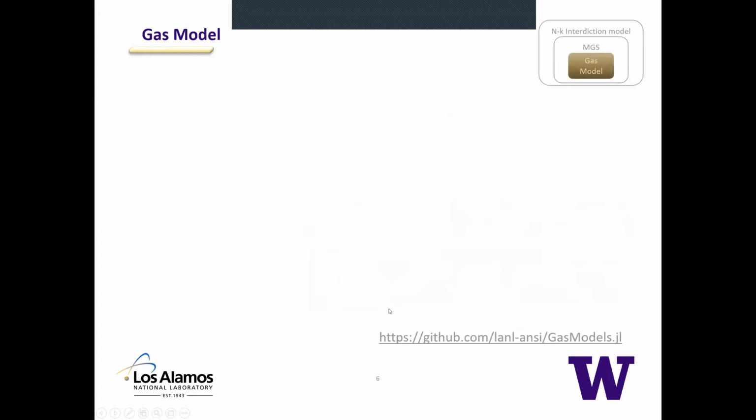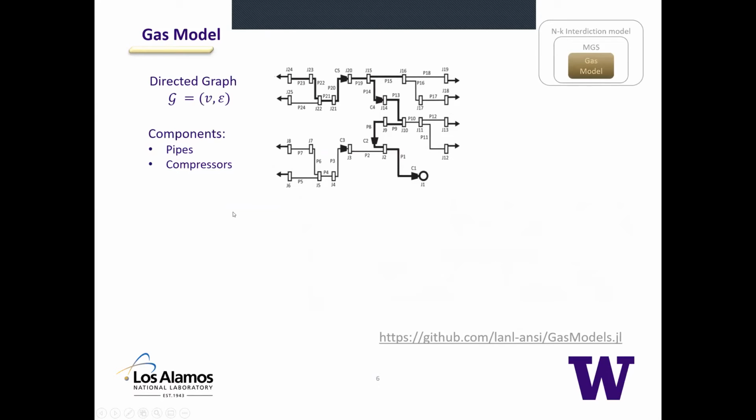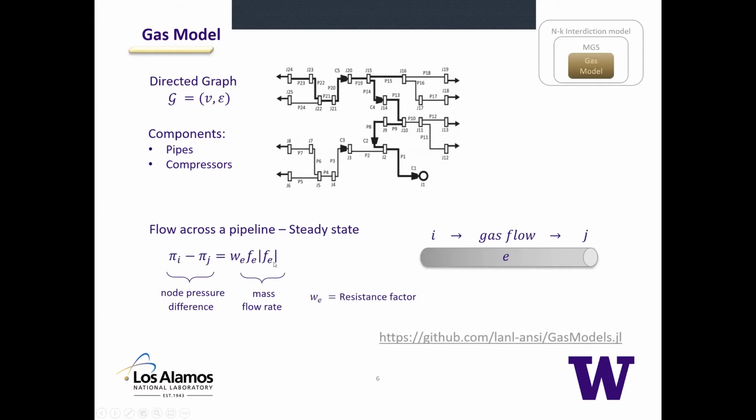And so I'll briefly go into our gas modeling. As mentioned before, it's a directed graph with vertices and edges, and the components modeled in this particular study were pipes and compressors. You can find these gas models within the Los Alamos lab ANSI group GitHub repository. And we focused on a steady state flow across a pipeline with the nodal pressure difference and the mass flow rates. This formulation is nonlinear, and so as I continue with the presentation, we'll see our approach on relaxations to solve for optimality.